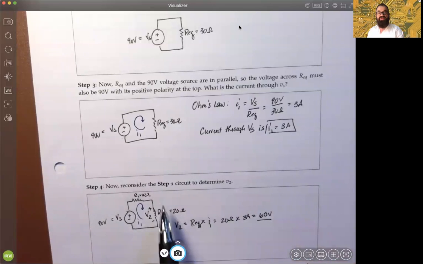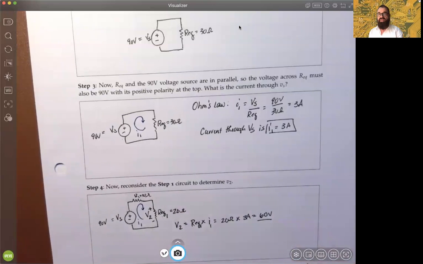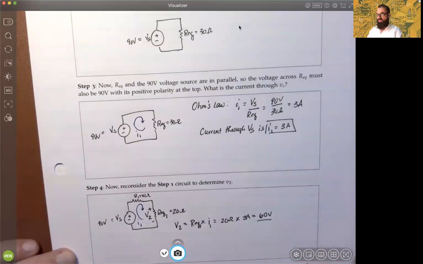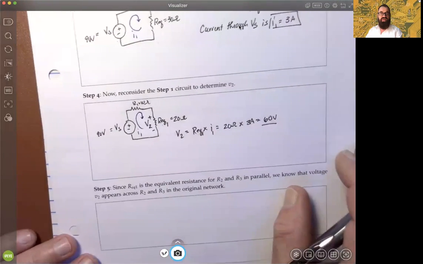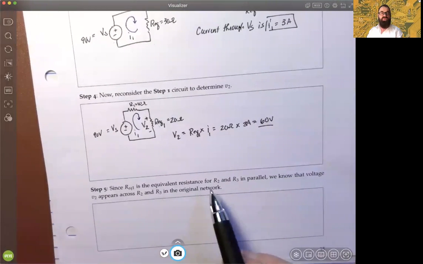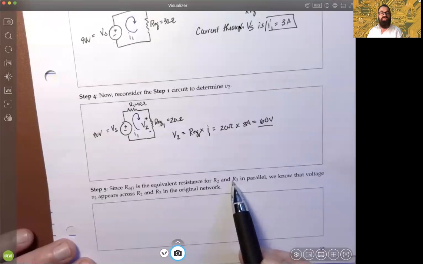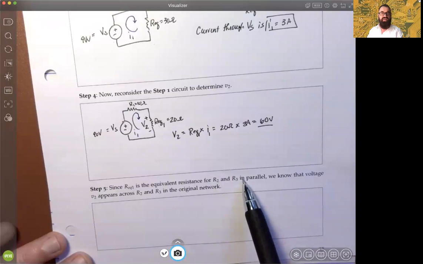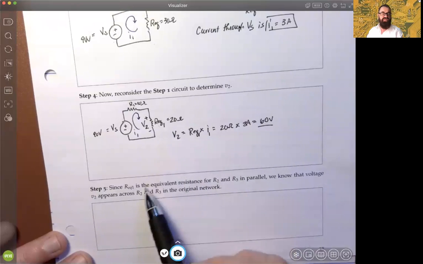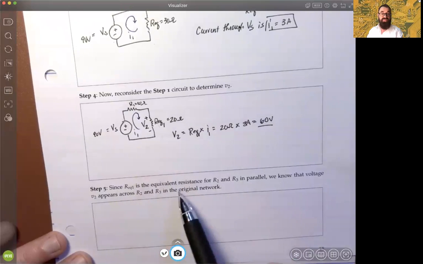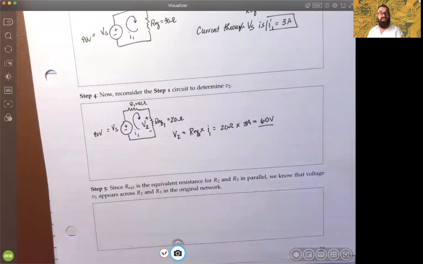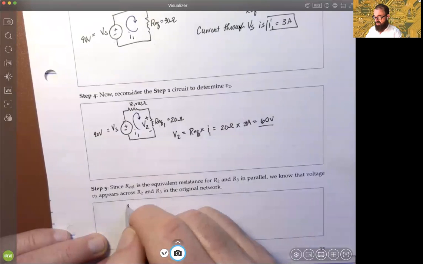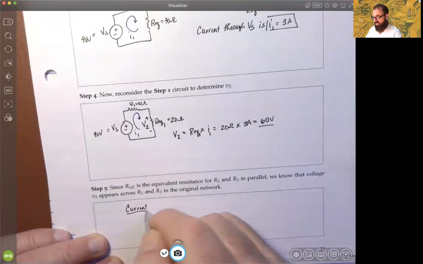Now, that's 60 volts across an equivalent resistance. That again is not answering a question about the voltage across the original ones. However, if we look carefully down to step 5, that equivalent was the equivalent resistance for R2 and R3. Where did it come from? Well, it came from the fact that those two resistances are in parallel, right? So the voltage that appears across V2 here must also be across R2 and R3 in the original network. Okay, so what we have here, if we made a little table here of current and voltage, right?